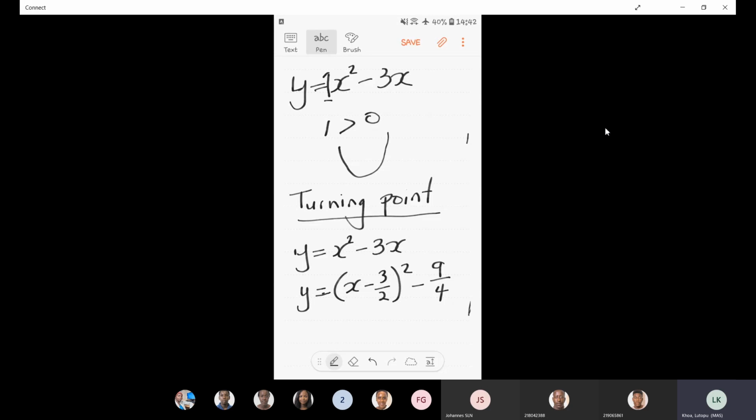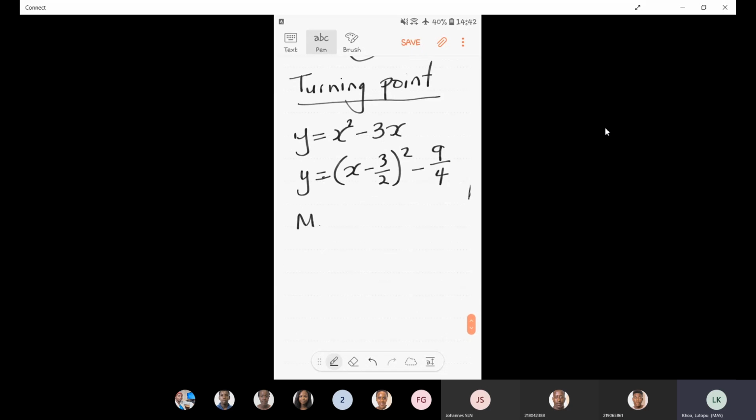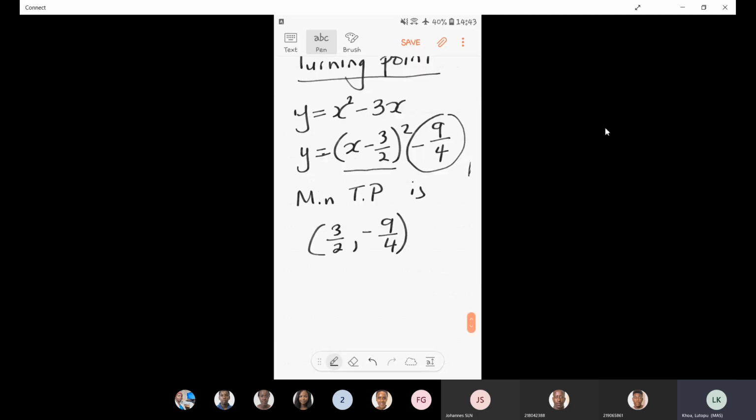Okay, so now that we've written it in that form, we can say that our minimum turning point is this. So I will equate this to 0 and then solve it. That means I get 3 over 2. And then I take this as it is, so this is minus 9 over 4. Okay, that is my turning point. So I've worked out the x and y intercepts. I have my turning point. I know that it opens upwards. Now the only thing left is for me to sketch.